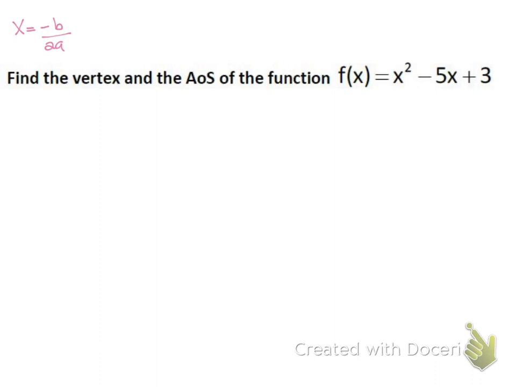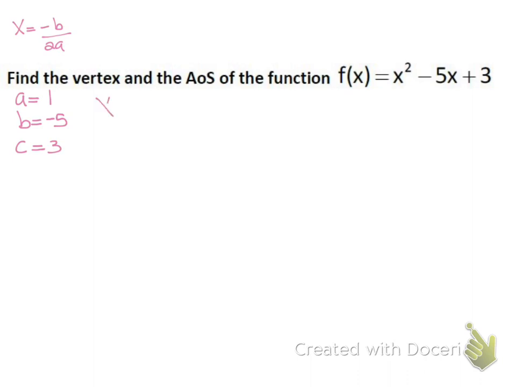Now that we have this formula, the first thing I recommend doing is listing out your A, B, and C values. You don't have to do this every time, but at the beginning, I strongly encourage you to do this because it really makes this process a lot easier. In this particular problem, A is 1, B is -5, and C is 3.